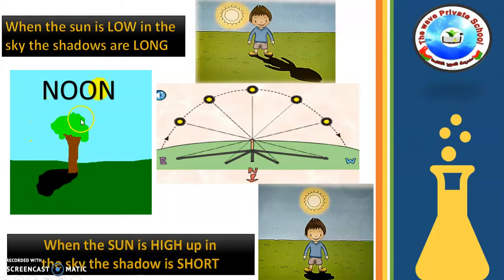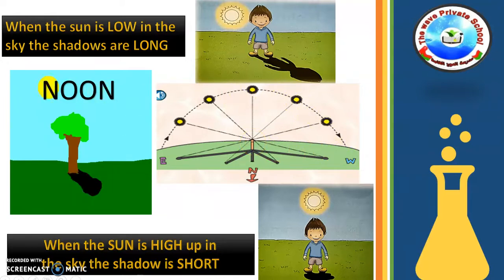So what is the result when the sun seems to move across the sky? Look at this one. From east, the sun moves here, noontime, until the afternoon. What happened to the shadow? Very good. The length of the shadow changes because of the movement of the sun across the sky.